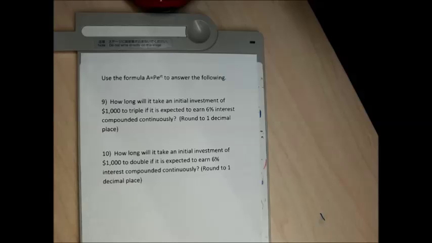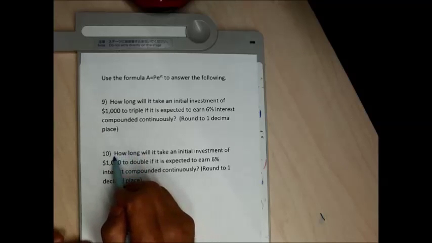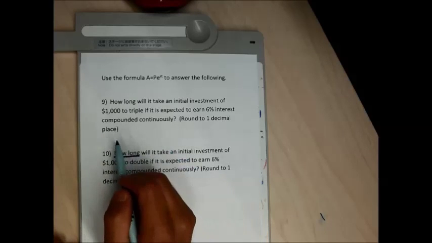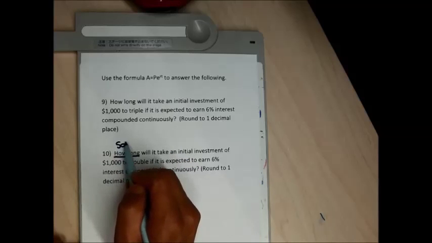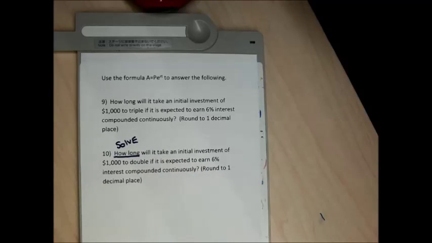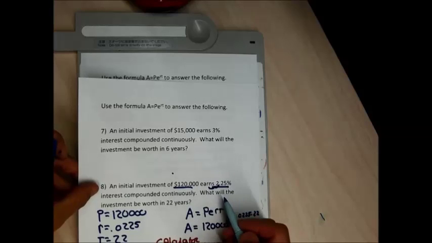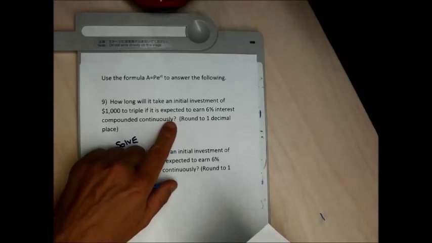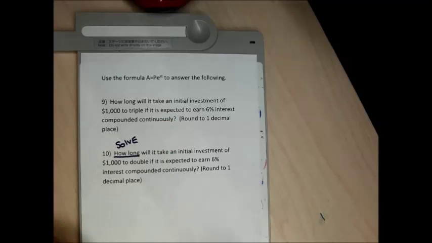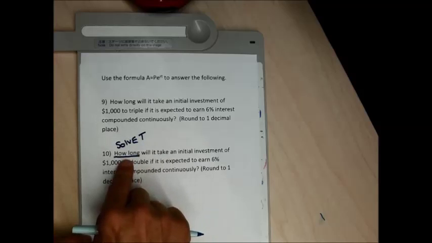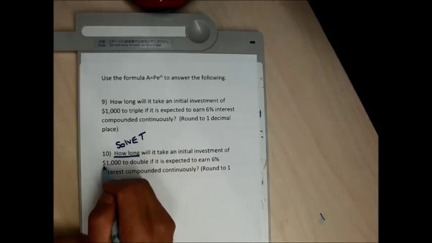If I read through number 10, the first 2 words I see are "how long." I didn't see "how much." How long means I'm going to solve. The "how" tells me that's the question. In the last few problems, it doesn't even say "how." I say what will be the investment. Well, where the question is tells you what we're solving for. In this case, how long means I'm going to solve for T, because T is the length of time. So how long, solve for T, will it take an initial investment of $1,000?